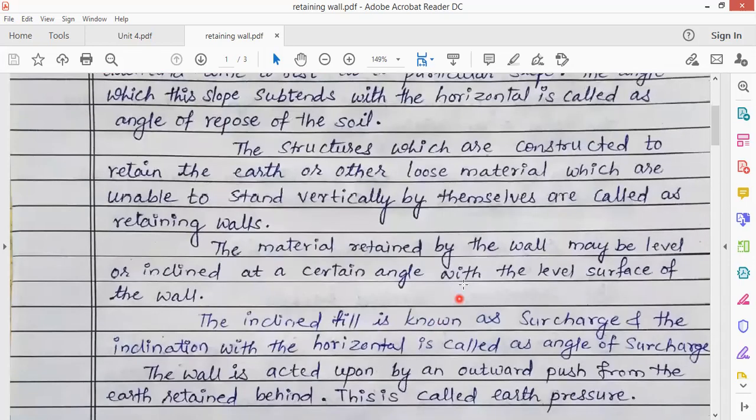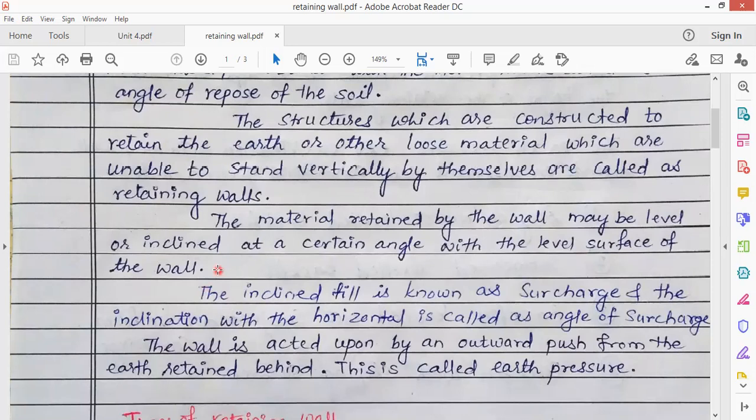The material retained by the wall may be level or it may be inclined at a certain angle with the level surface of the wall. Means at the end of the retaining wall, the soil or any material being retained may have a perfectly level surface or an inclined surface. The inclined fill is known as surcharge. That means the material which is above the level surface is called surcharge, and its inclination with the horizontal is called the angle of surcharge.